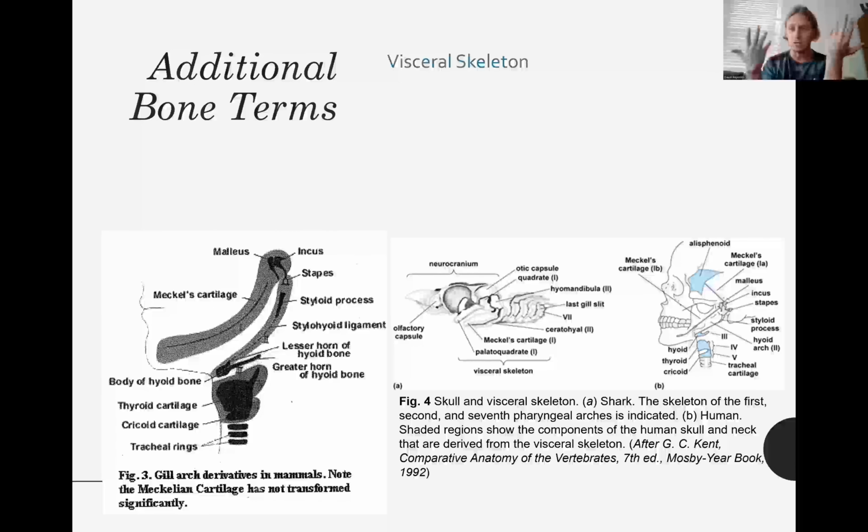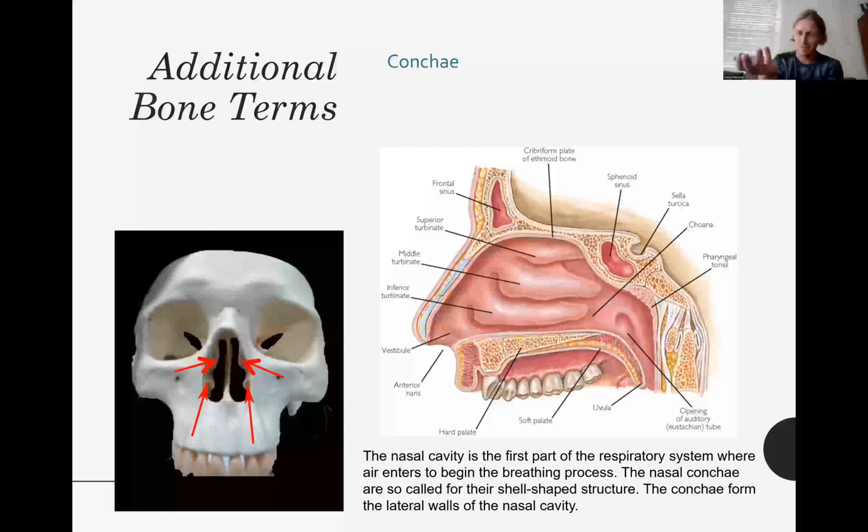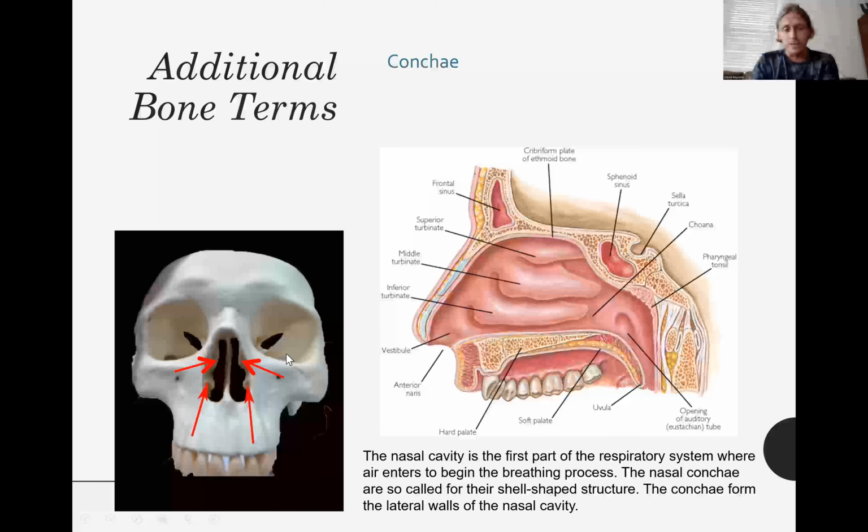Next thing you need to know is a concha. So conchae are scroll-like bones, so bones that kind of fold and are rounded, kind of. It's kind of hard to explain. They're folding, all right? So you can see them here and here, these kind of folding structures. These are there to increase surface area. So you find these in your nasal cavity. We call them nasal conchae, concha for singular.